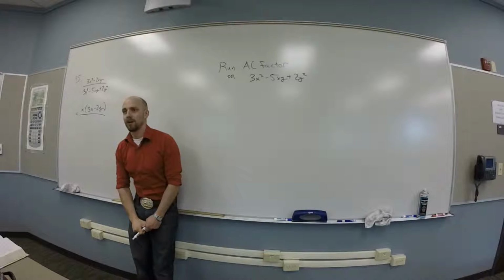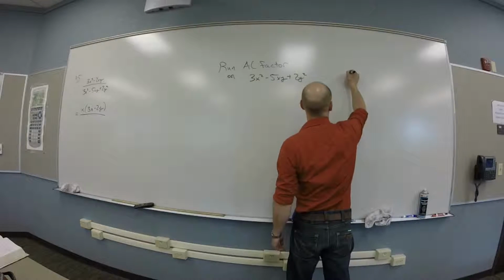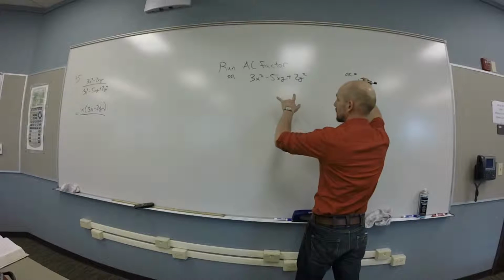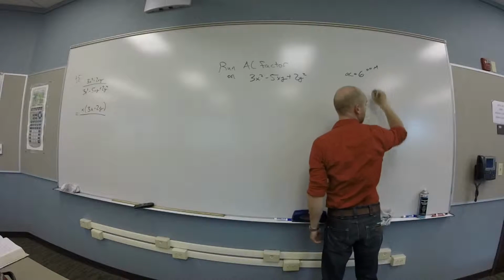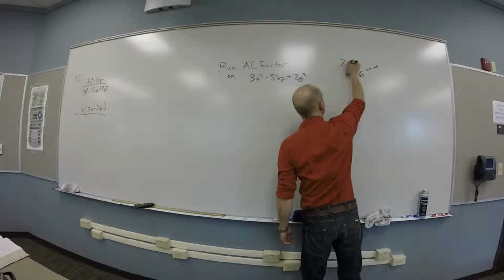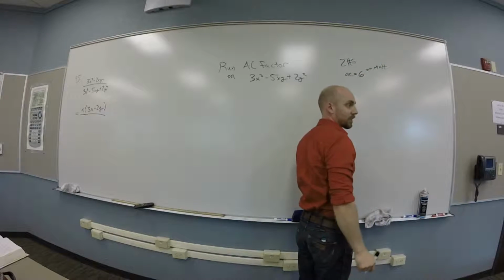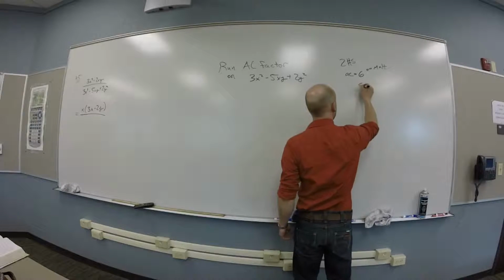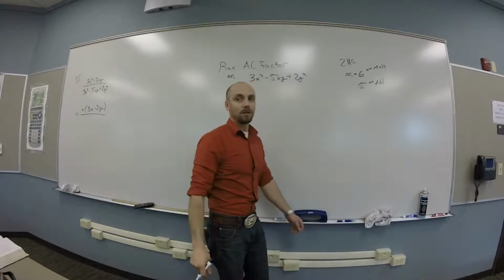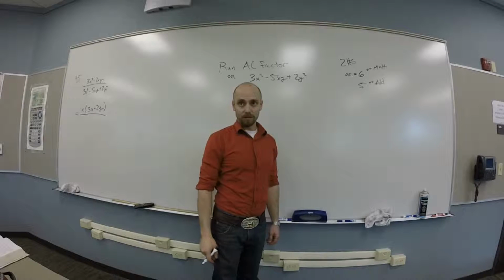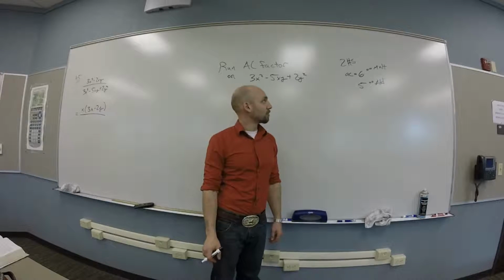So how's the AC method work? You want to multiply your A term by your C term, and then find two numbers that multiply to that and add to get your B term. Okay, so A times C is 6. And I need two numbers that multiply to 6 and add to negative 5. Trust me, it doesn't matter. Okay, so what are two numbers that multiply to 6 and add to 5?